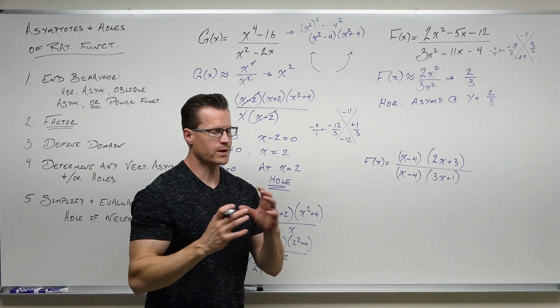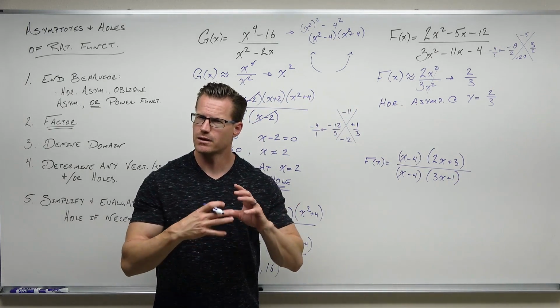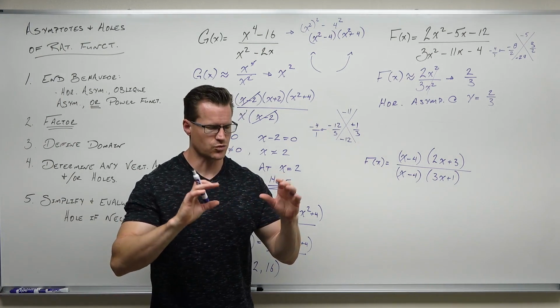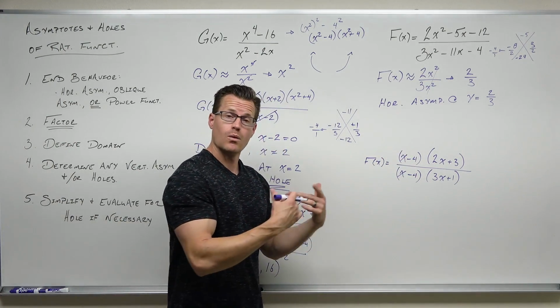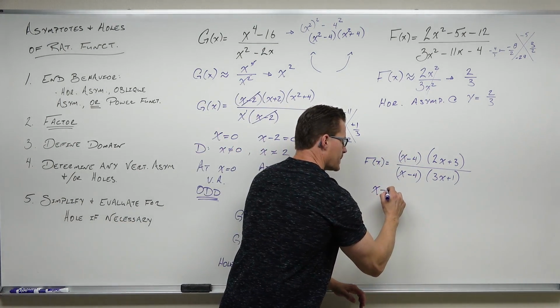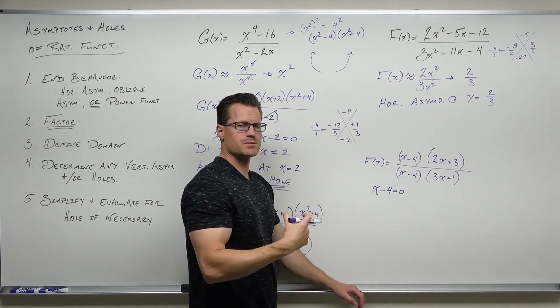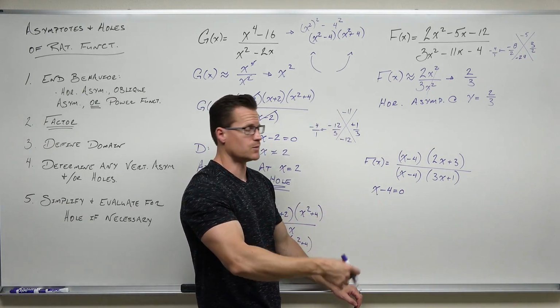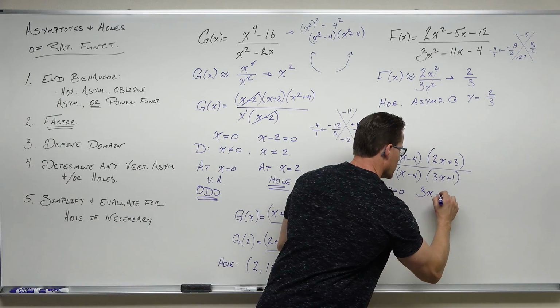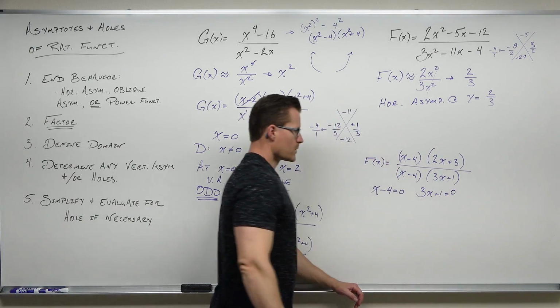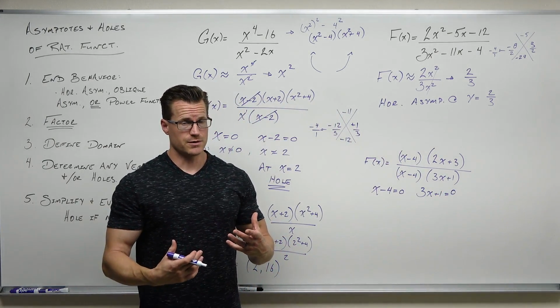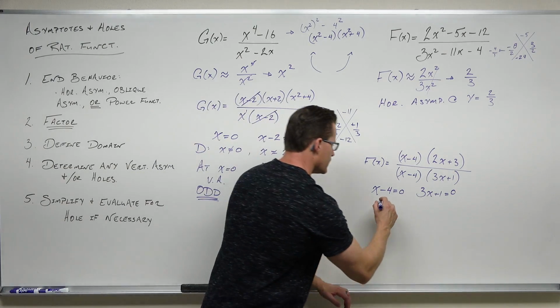And now, before we go any further, we're going to define our domain. So we take a look at our denominator, which is factored now. It looks great. We do not cancel those out. What we do is we say, all right, by the zero product property, if x minus 4 equals 0, we have an undefined value. If 3x plus 1 equals 0, we'd have another undefined value. Let's solve those.